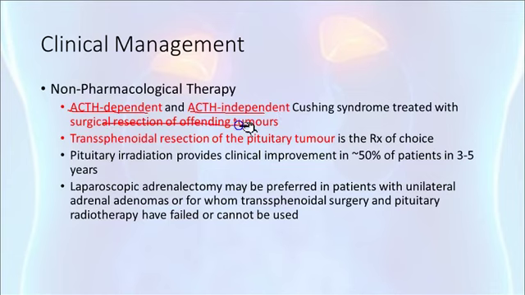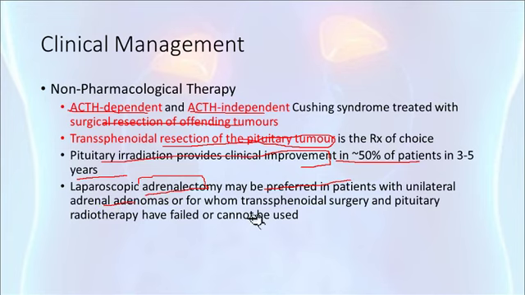Pituitary irradiation provides clinical improvement in approximately 50% of patients in approximately 3 to 5 years. Laparoscopic adrenalectomy, that is the removal of a portion of the adrenal gland, may be preferred in patients with unilateral adrenal adenomas or for whom transsphenoidal surgery and pituitary radiation has failed to treat the condition, or alternatively these cannot be used.